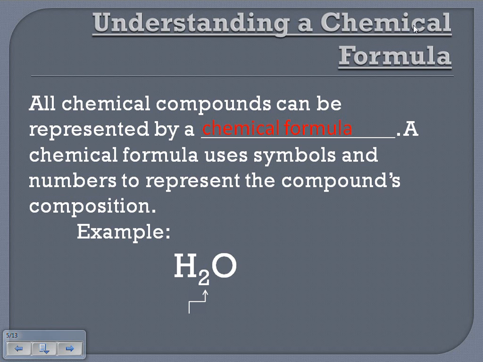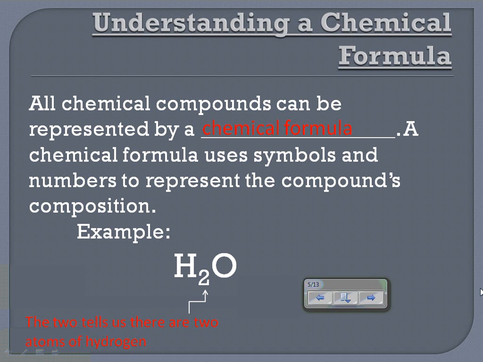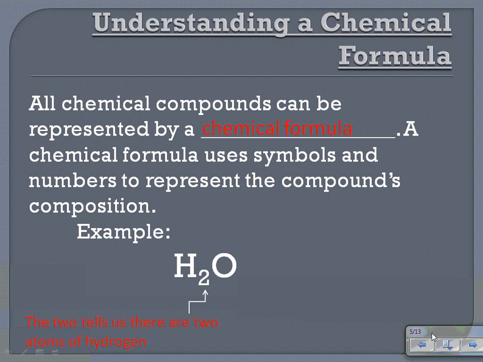Well, it means, first off, this 2 is called a subscript. The 2 tells us that there are 2 atoms of hydrogen. It's called a subscript, which means we write it smaller and lower than the letters. See how I've written it down a little bit? And that number always goes with the element that's right before it, not the element that's after it. So the 2 applies in this case to the hydrogen, and it tells us that there are 2 atoms of hydrogen in that molecule.